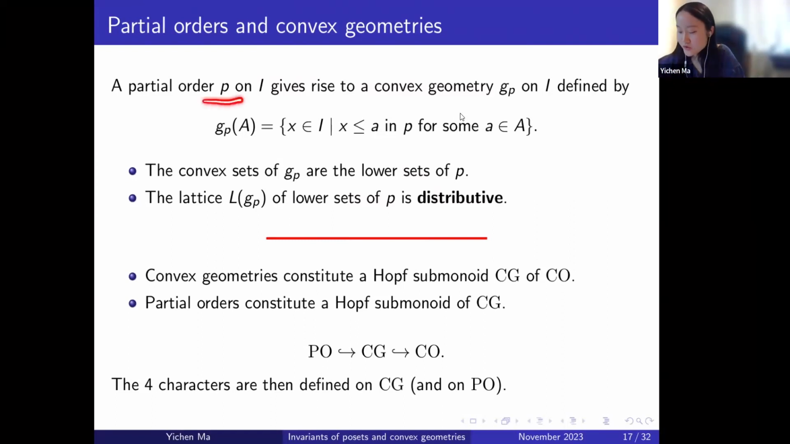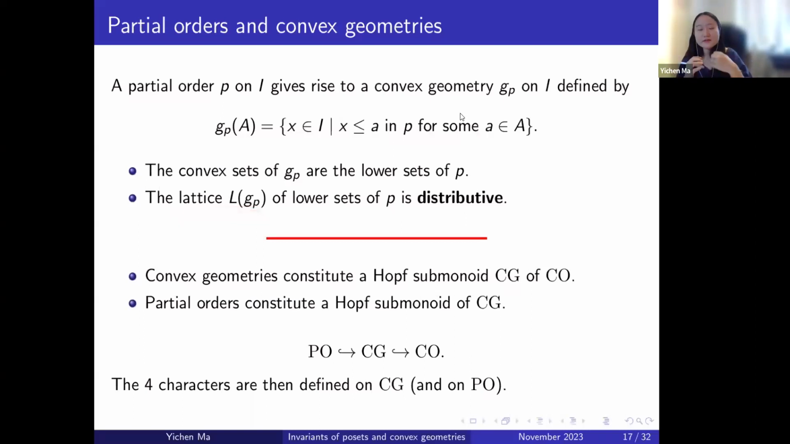Indeed, if we have a partial order P, then we're able to determine a convex geometry G_P directly from P. For a subset A of I, G_P applied on A is all the elements X in I such that X is bounded by some element in A. Then the convex sets of G_P are indeed the lower sets of P. And since the lower sets of a poset constitute a distributive lattice, the lattice of convex sets induced from P, the lower sets, is also distributive.